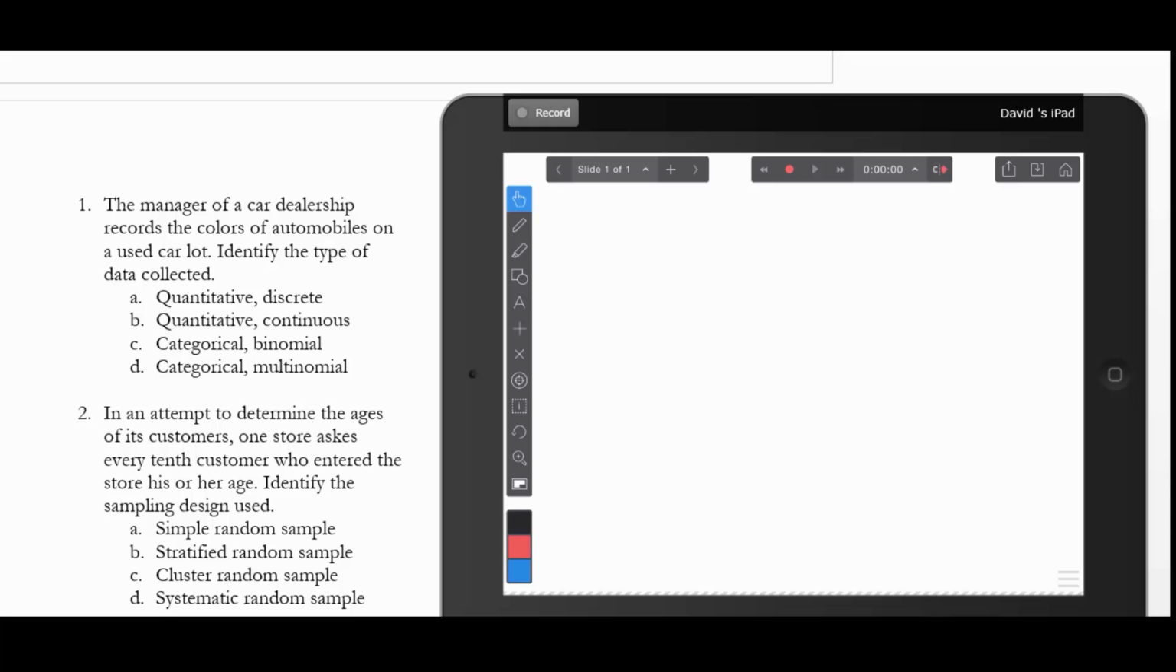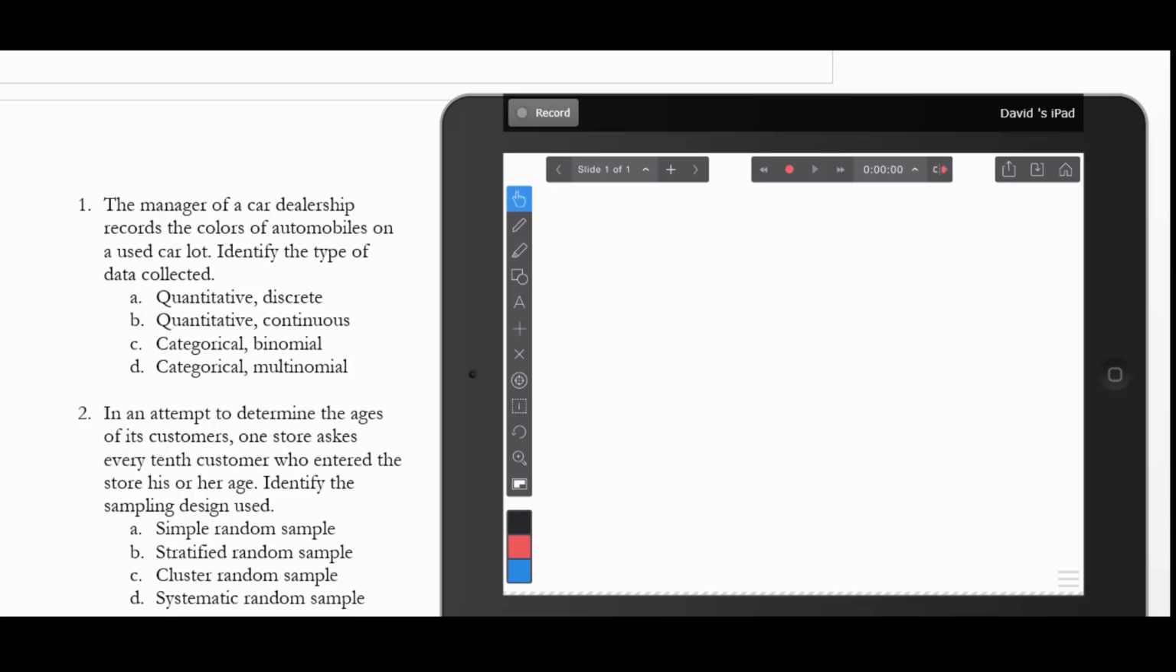Okay, in problem one, we have colors of automobiles at the used car lot, and that's categorical because categories would be like blue and green and white, and that's multinomial since there are more than two groups or two categories. And your text calls that qualitative instead of categorical. I think both names are appropriate.